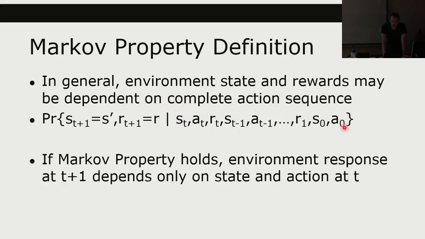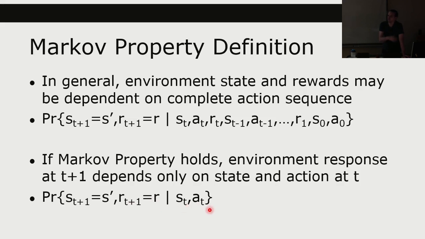But if the Markov property holds, then at t plus 1, that only depends on the state and action at time t. So the Markov property holding means that the probability that the next state is S prime and the reward is R is only based on the current state and the current action, which would be more like a game like chess or checkers. That is the definition of the Markov property, and if that holds, then the environment or the problem or the game is said to be Markov.